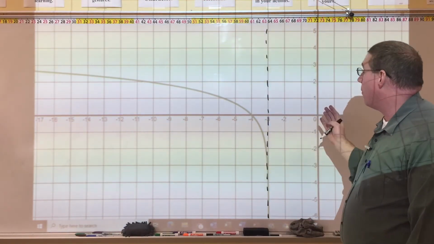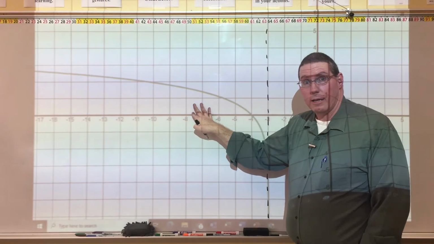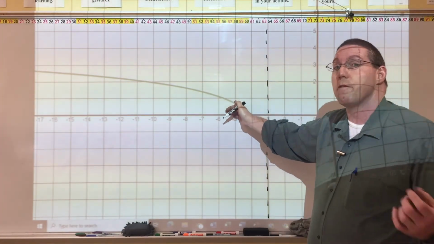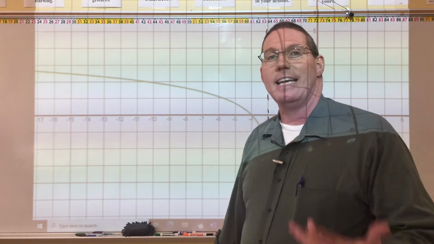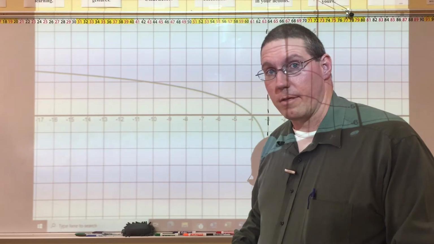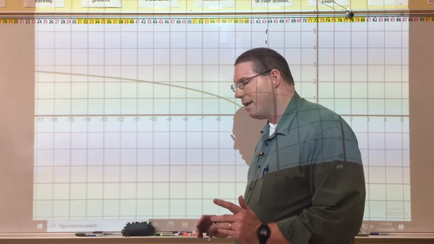Good. Now, my graph is on the left side. It's not on the right side. Normally it's on the right side. Now it's on the left side, so I know that this one is backwards. That means there's going to be a negative on the x that is inside parentheses. Okay? But here's the problem.